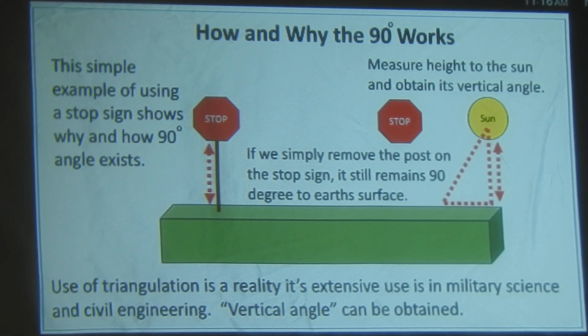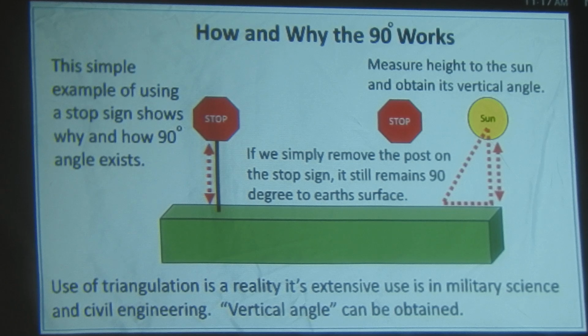Because it leads into triangulation and the actual distance and size of the sun. Some people don't believe that 90 degree angle exists. I had a guy that said he didn't believe that existed, but that's like saying a stop sign isn't 90 degrees directly above the Earth. When we use a post, we simply remove that post and that stop sign is still 90 degrees above the surface, above the ground, above the Earth. And that would be the same if you saw a bird flying over your head or an airplane flying over your head.